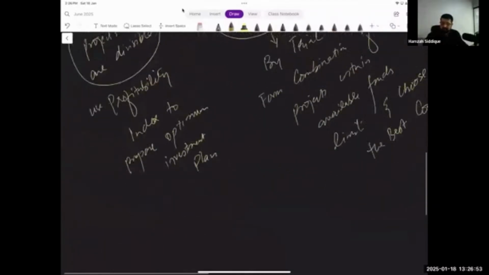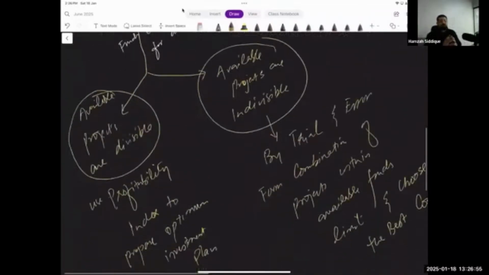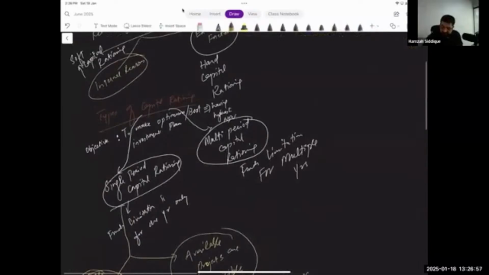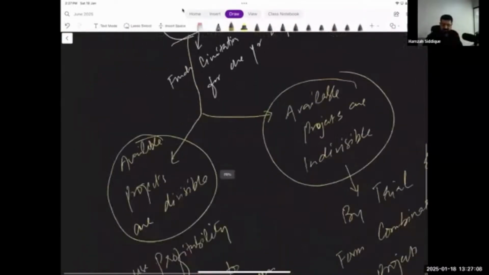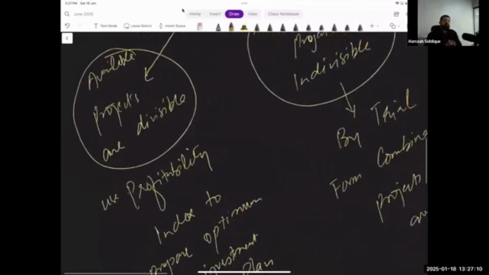So, available products are divisible. The purpose is to choose the best investment plan, the optimum investment plan, the best one having the highest NPV. This is the purpose. If the available projects from which we have to choose are divisible, divisible means we can take part of the project.